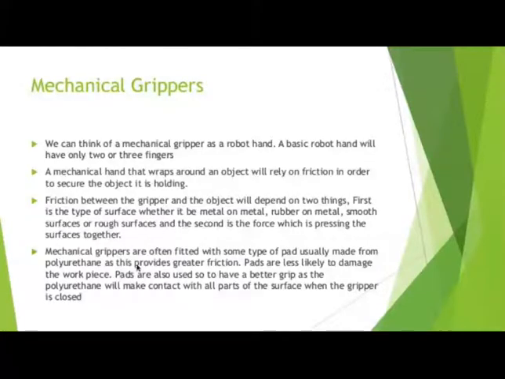Mechanical grippers are often fitted with some type of pad, usually made from polyurethane, as this provides greater friction. Pads are also less likely to damage the workpiece, and they give a better grip, as the polyurethane will make contact with all parts of the surface when the gripper is closed.